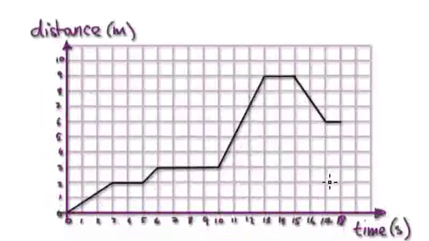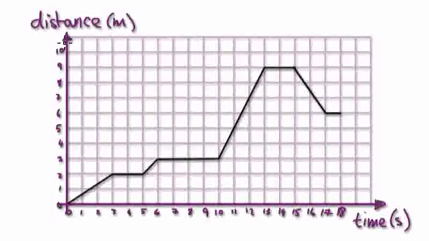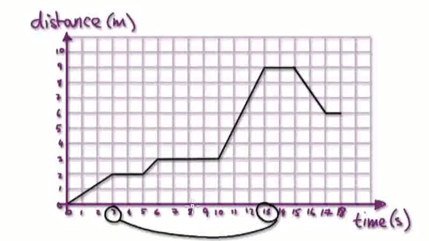Okay, let's give you guys some more practice. So given this distance time graph, work out the distance traveled between t equals 3 and t equals 13. So work out the distance traveled between these two times here.